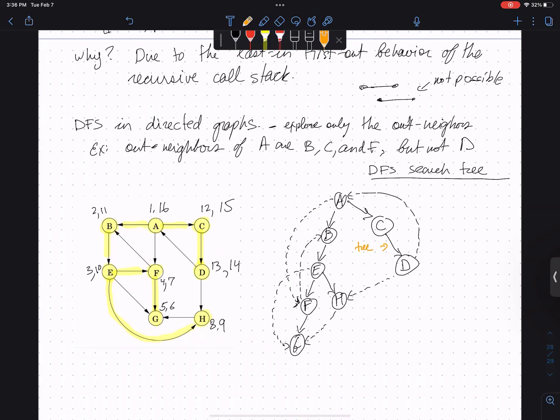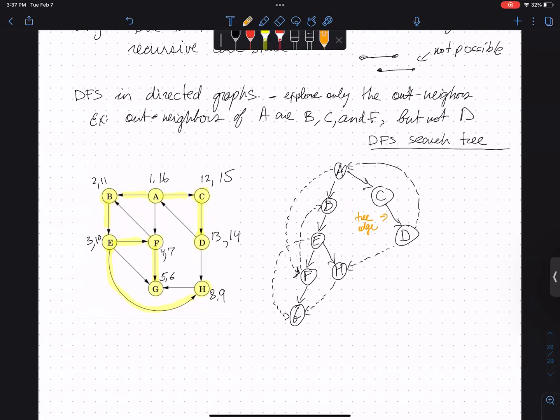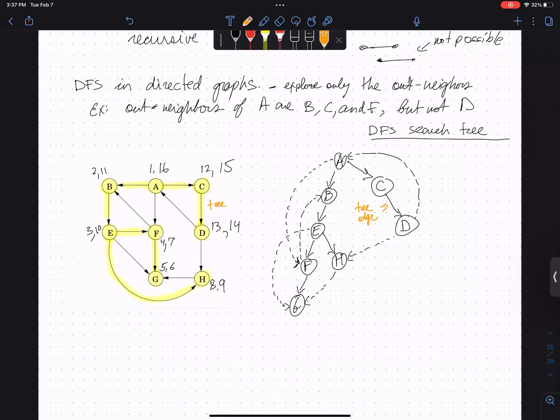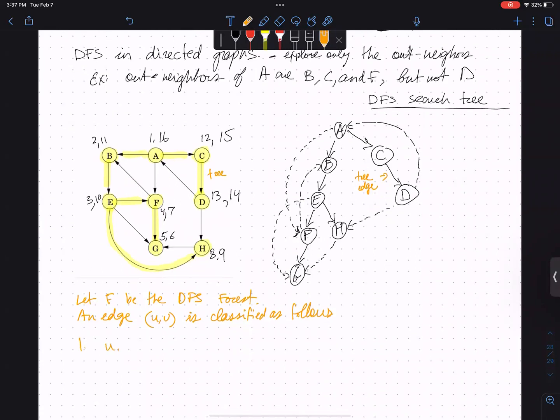This is a tree edge. And that's simple enough. So a tree edge is an edge that's in the tree. Right, so C to D is a tree edge. You can write it here as well, tree edge. It's the one we colored in yellow. Okay. So let's write this a little more formally. Let F be the DFS search tree or forest. An edge UV is classified as follows. So one, if UV is in the forest, then it's called a tree edge.